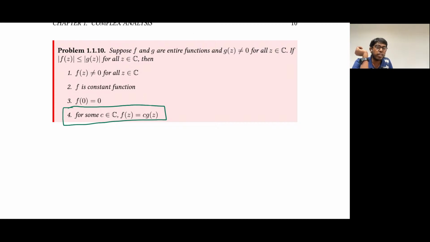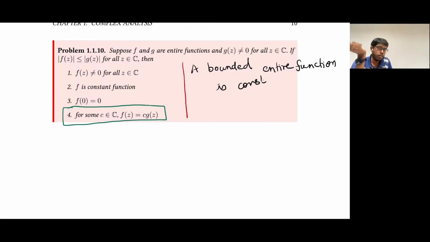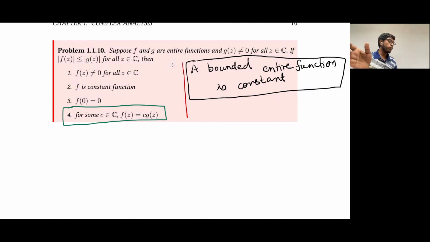So it's basically nothing but we'll use Liouville's theorem, which says that a bounded entire function is constant. So this is what we are going to use in this problem: whenever you have an entire function and it is bounded, then the function must be constant.